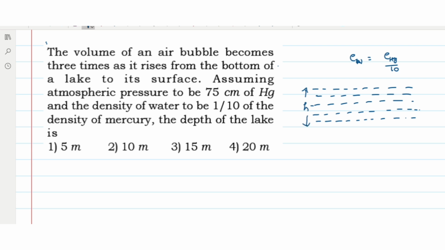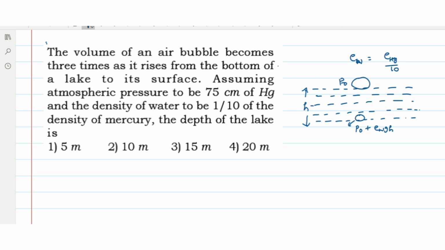Here initially the volume of an air bubble will be present at the bottom. Now the bubble becomes 3 times as it rises. So now it becomes 3 times. Assuming atmospheric pressure to be 75 centimeters of Hg, as was given, we can talk about its pressure at the bottom. Pressure at the bottom will be P0 plus density of the water into g into h, and pressure on the surface you can take as P0, which is influenced by the atmosphere.